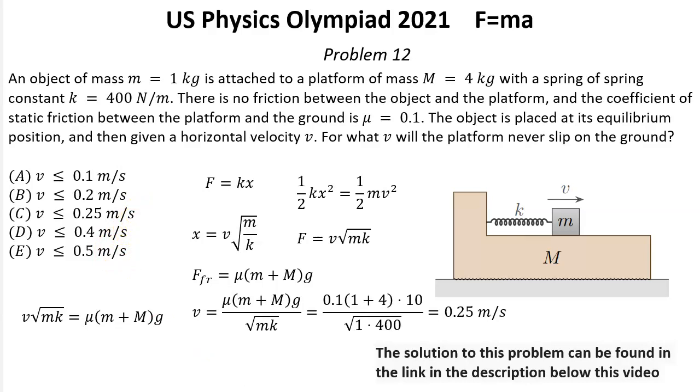Basically, answer A and answer B are correct too, but answer C is the most allowable. So it means that the correct answer is C, and that was the solution for problem number 12.